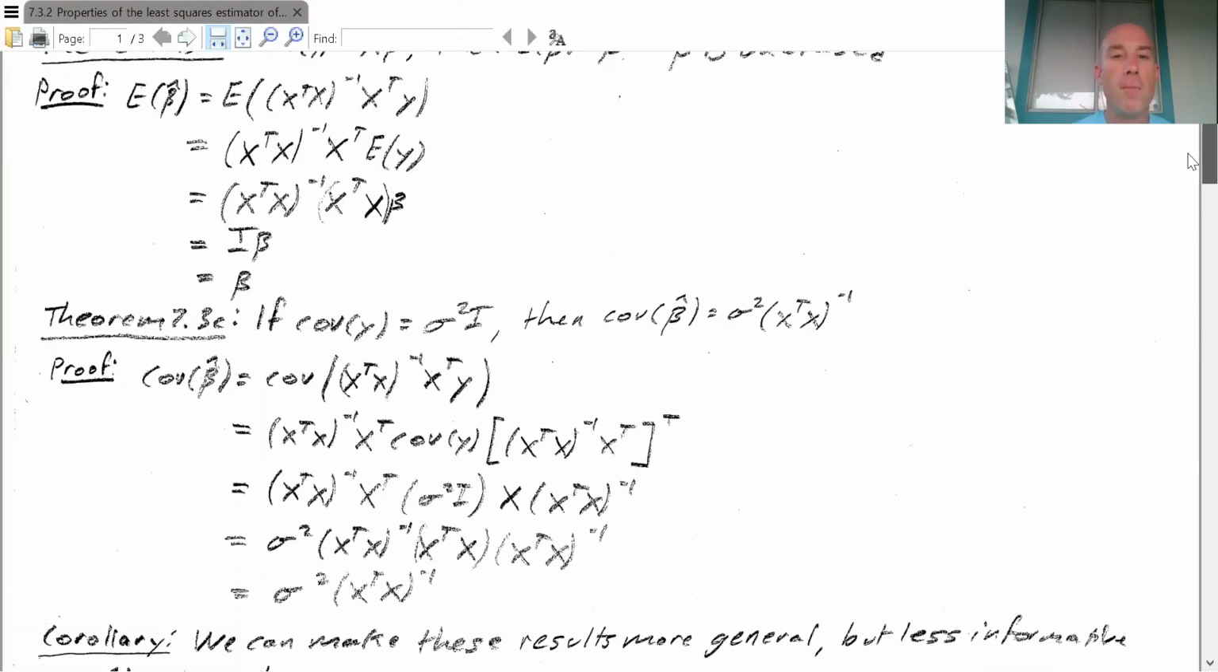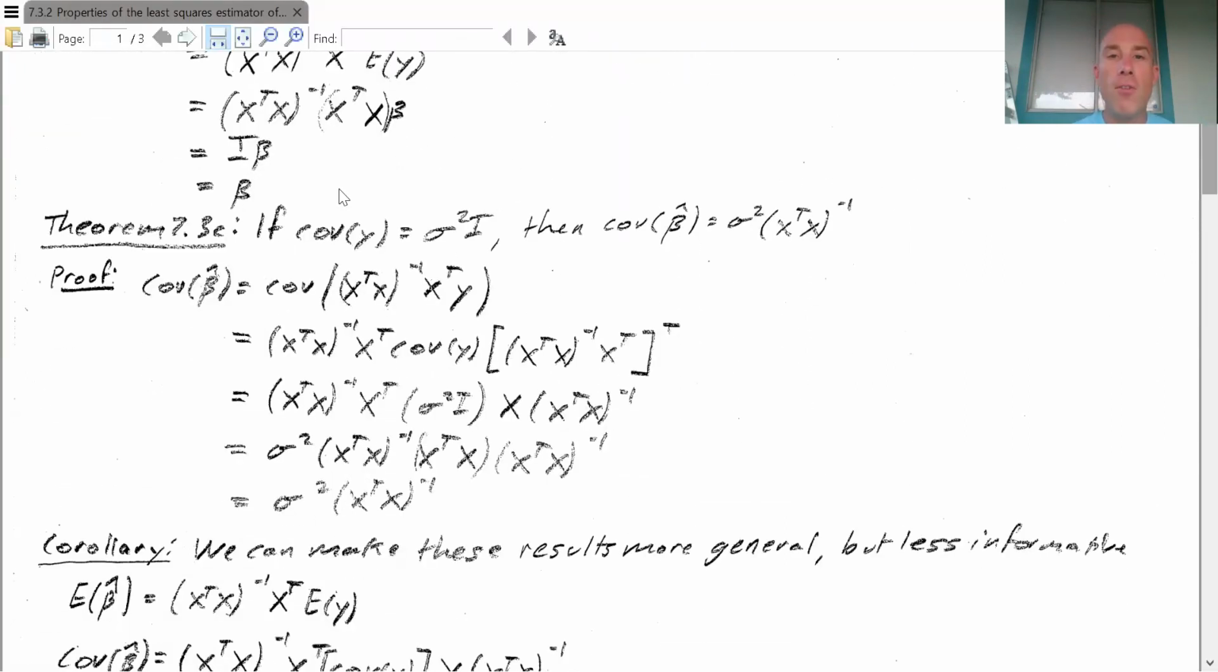For the next theorem, we're going to talk about variance and covariance. Always in statistics, we start with expected value, then go to variance, then we go to distribution. That's just the name of the game for us. So if the covariance of Y is sigma squared times I, there's a lot in that little sentence right there. That means every single observation of Y has the same variance. That's a big deal.